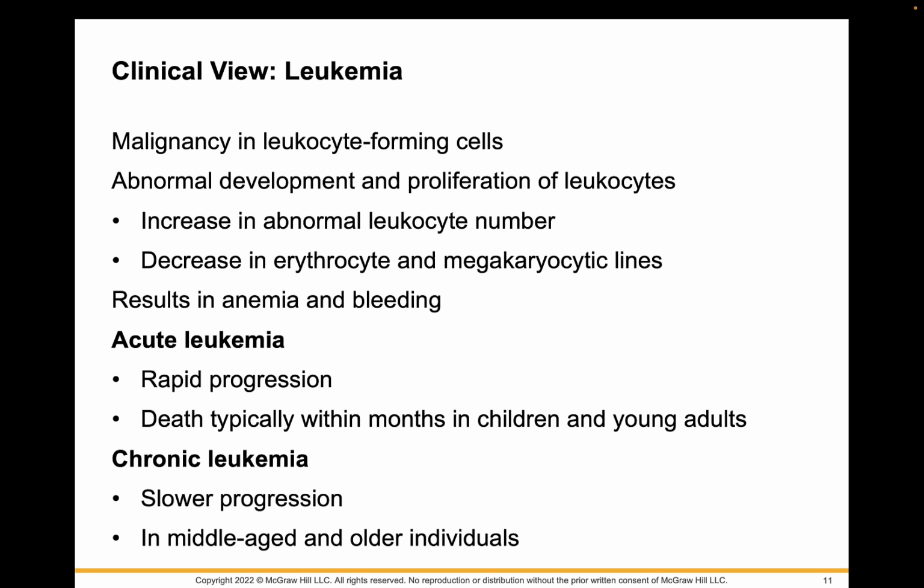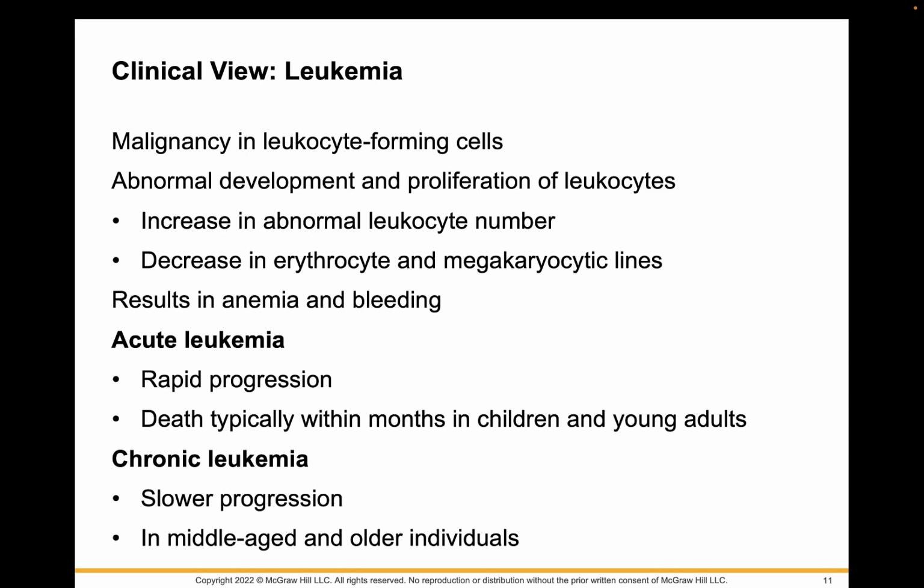Now, when we talk about leukemia, that is a malignancy found in white blood cell forming cells. It really is the abnormal development and proliferation of white blood cells. Generally, it's going to be characterized by an increase in abnormal white blood cells, and because of this, there's going to be a decrease in red blood cells. And the issue here is potentially resulting in anemia and bleeding.